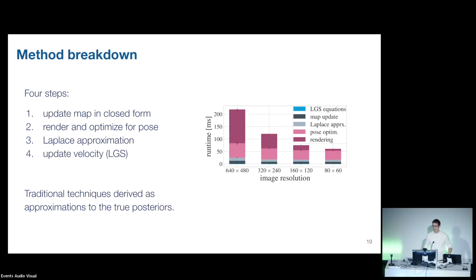So after we do all of these derivations, we get 4 steps. We update the map in closed form, we render from the map, then we optimize for a pose with a maximum a posteriori objective. Then we do a Laplace approximation to get state uncertainty for the pose. And then we have a linear Gaussian system update to get velocity uncertainty and fuse the state estimates of pose and velocity. So overall, our main contribution is just identifying where these traditional techniques fit in a filtering paradigm and how they can be derived from it.